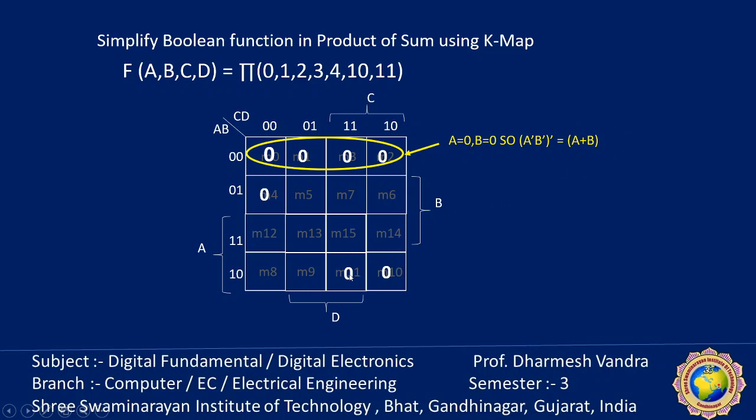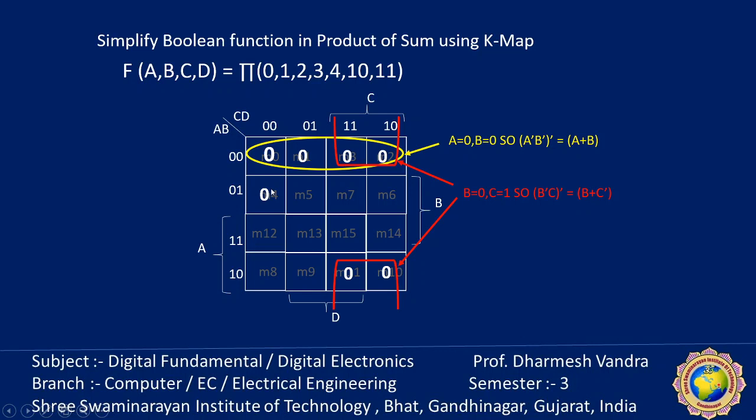Now these two can be merged with the upper two and make a group of 4 adjacent cells. The common thing is that B is equal to 0 and C is equal to 1. So it will become B dash C, but it is in the form of POS, so we take the complement, B dash C whole dash. As per De Morgan's theorem, it will become B dash dash plus C dash, so it becomes B plus C dash.